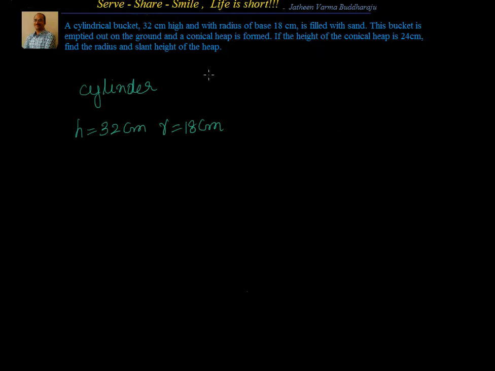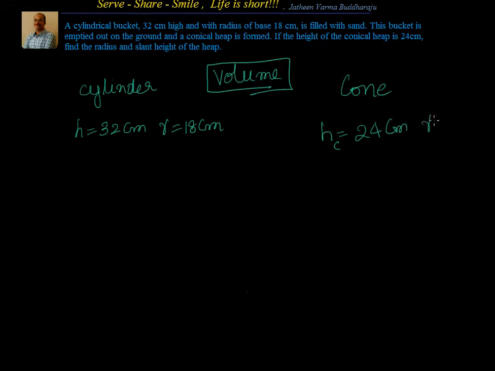So you can see that if you fill the cylinder with the sand, we are talking about the volume of the cylinder. The sand is emptied out on the ground and a conical heap is formed. So we have now converted it, and the volume should be equal to the volume of the cone. What are the details we know about the cone? We know cone height, let us say HC, equal to 24 centimeter. We have to find out what is RC and also what is slant height of the conical heap.